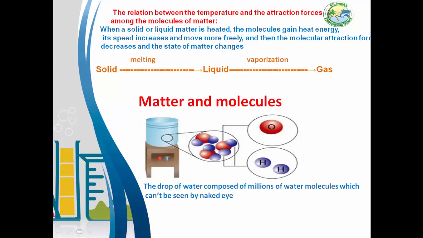Can you see that the drop of water, as we said, consists of millions of water molecules that can't be seen by the naked eye? Then we can say that the kinds of matter are element, compound, and mixture. In this lesson we will study the element and the compound. Let us start with the element.